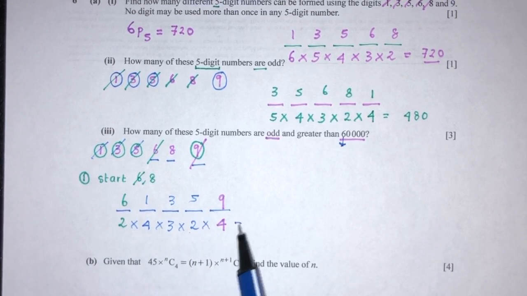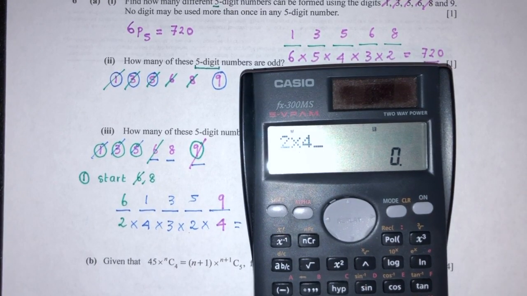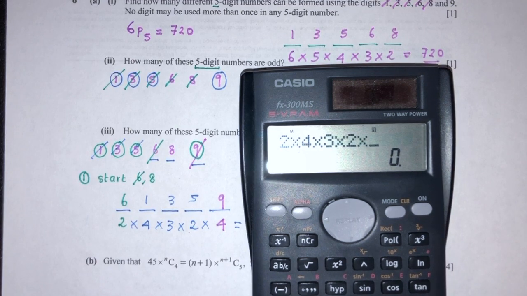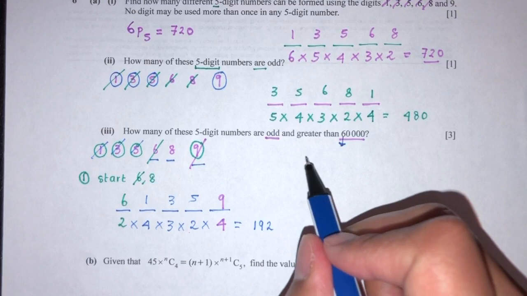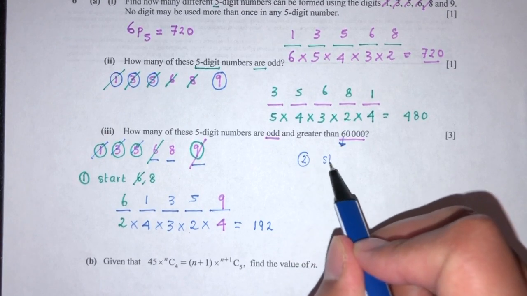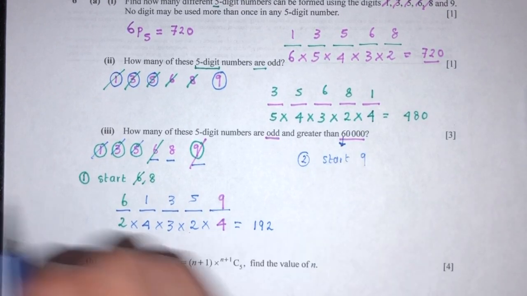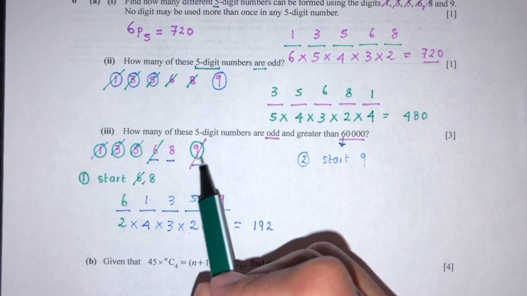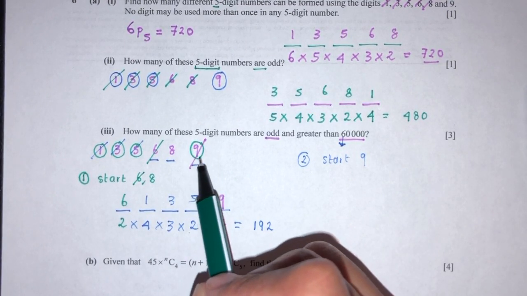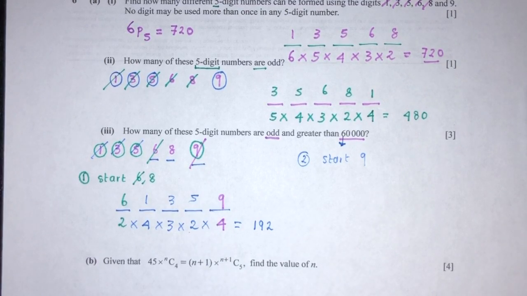Now if you start with 6 or 8, you will have 2 times 4 times 3 times 2 times 4. That'll be 192. Now the second option is you can start with 9, right? Because we can start with 6 or 8 or 9. Now we take this separately because we have the green and the blue meeting. We have 2 conditions overlapping. That's why we take this case separately.